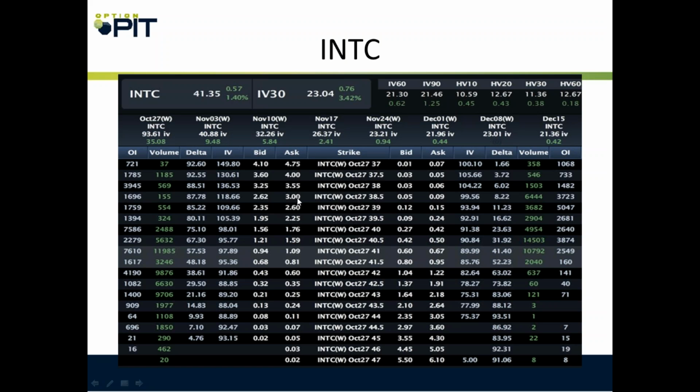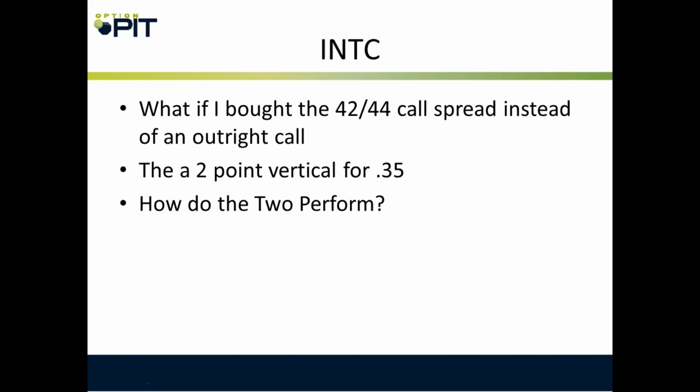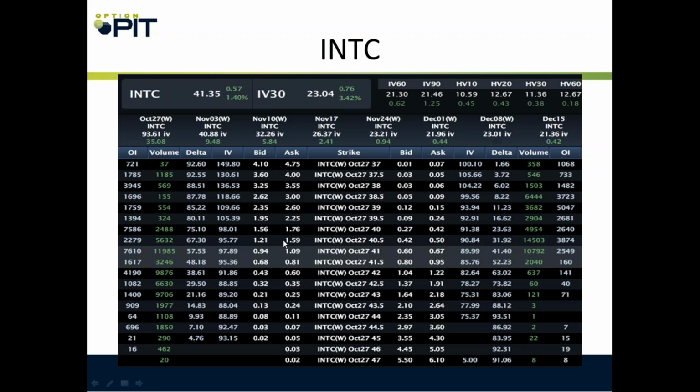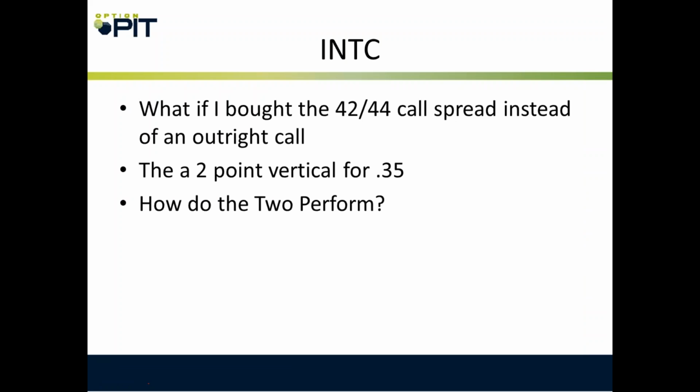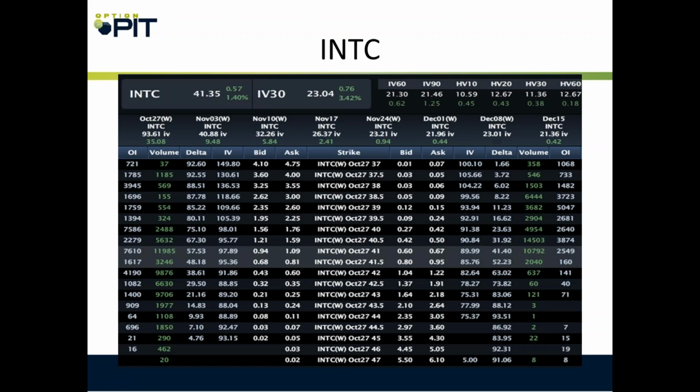Now Intel at 41.35, 65 cents, and we'll say 75 cents. Looking for about a $1.30 move from 41.35. So they're thinking it could get to 42.65. What if I bought? So my two options: I can buy the 42 calls for 60, or I can do the 42-44 call spread for about 35 cents. That 60 is wrong. So let's say 55 and a dime. So in this case, 45.